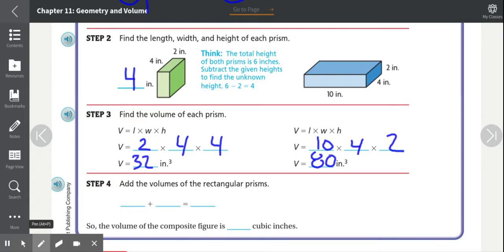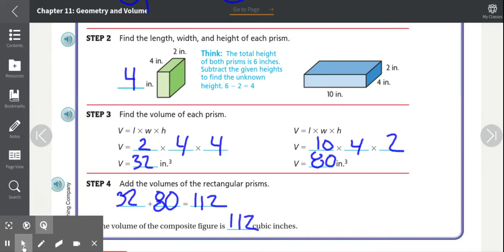Our final step is to add the volumes of these rectangular prisms together. So 32 plus 80, and when we add these together, we get 112. So the volume of this composite figure is 112 cubic inches. This is the way that we went over solving these problems on Wednesday.